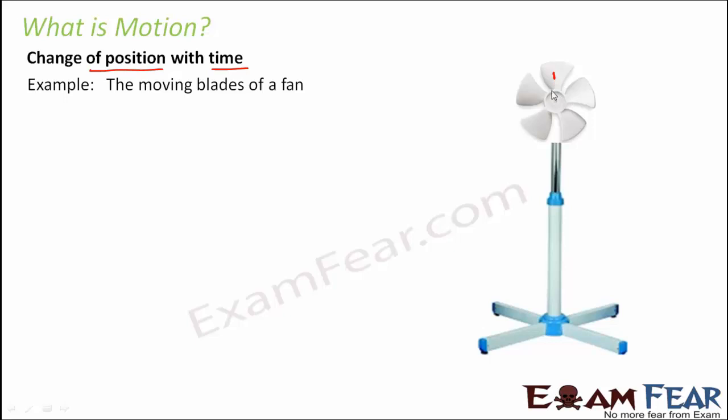Now, when you switch it on, what happens? It starts moving. Just observe the position of blade 1 when it is at rest. Right now, it is here. But as soon as it starts moving, the same blade 1 is changing its position with time. As time is passing by, the position is also changing. So we say that the blades of the fan are in motion. That is, it is moving.